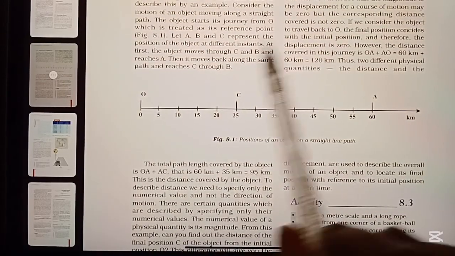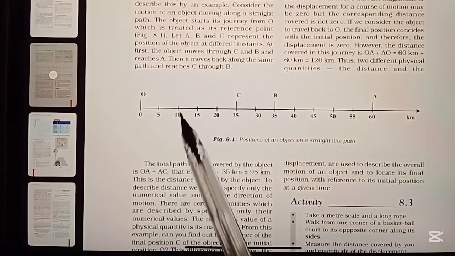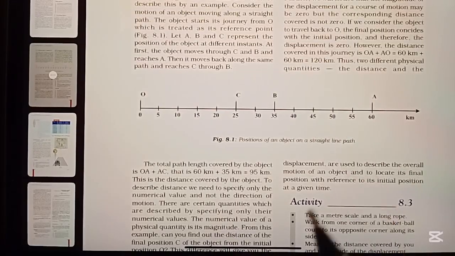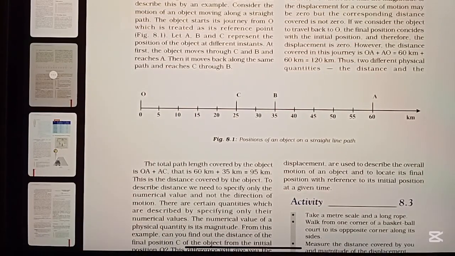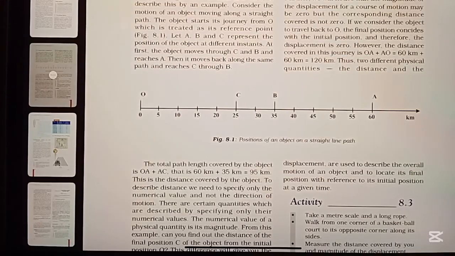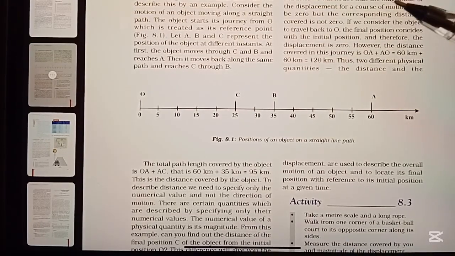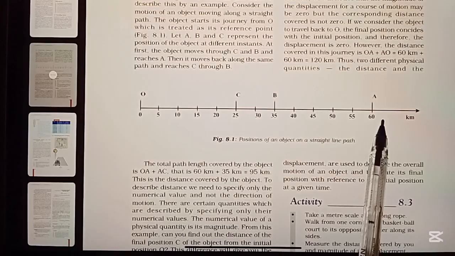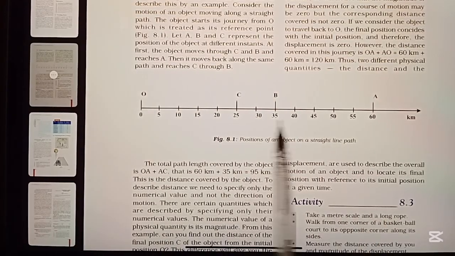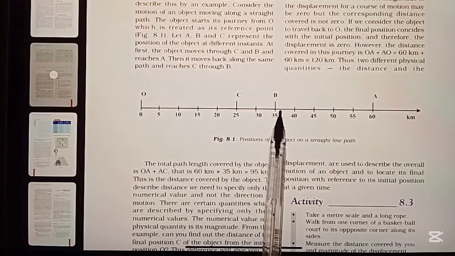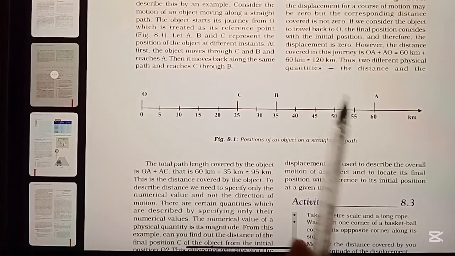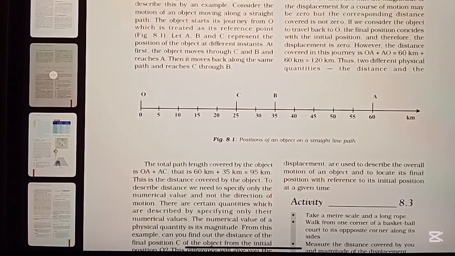Now, an important thing to know in this concept is the difference between distance and displacement. Distance is the total path, or the total length, an object has covered. That is from 0 to A. This is the total distance. So the total distance is 0 to A, then 60 to 35, then 35 to 25. If you add all this together, you get the total distance.